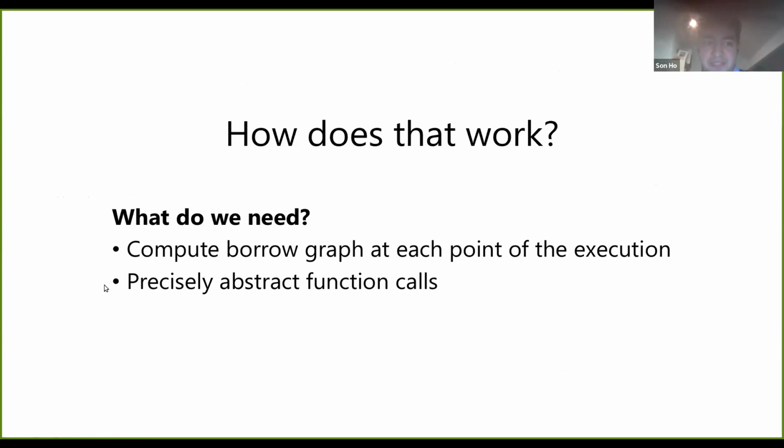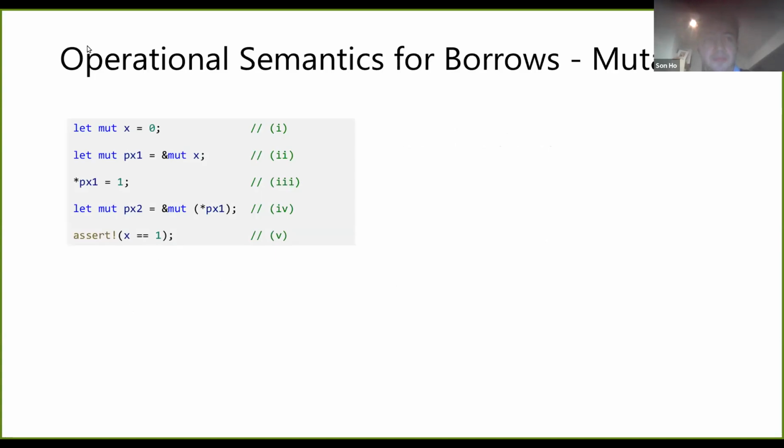And in particular, in order to make that work, we need to compute the borrow graph at every point in the execution of the function. That is to say, we need to know at every point in a function who borrows what from whom. And the difficult part here is to precisely abstract the function calls, to introduce the proper constraints between the borrows while not losing information. So let's start with the mutable borrows.